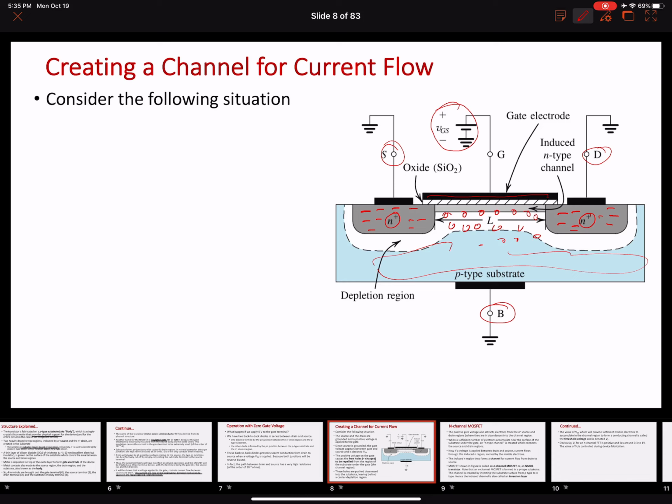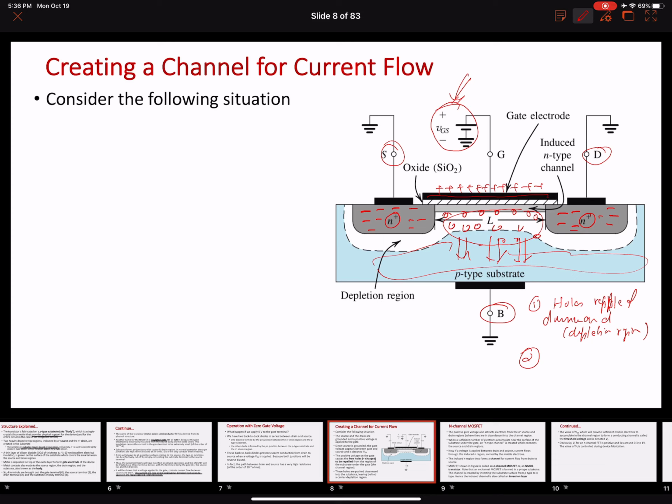As soon as I apply this gate-to-source voltage to the gate terminal, a positive voltage appears over here. This positive voltage will repel all of these holes downward, and a depletion region will be created. So one thing: holes are repelled downward, creating a depletion region. So the holes will be pushed downward.